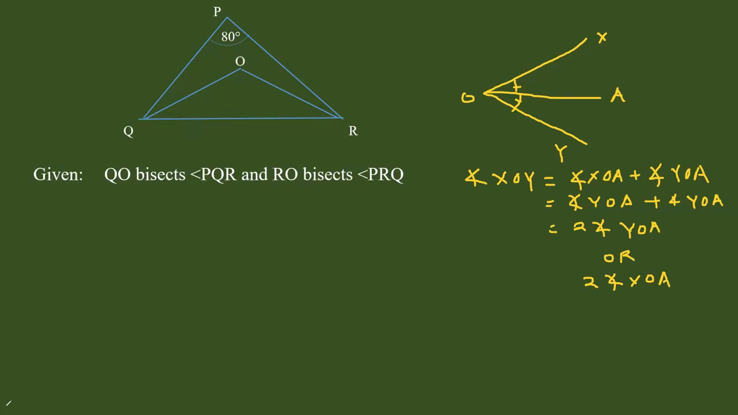So from this, what we conclude is that if the whole angle is bisected, then we can express the whole angle as twice its part, or the part angle is equal to half of the whole. So this is the concept that we try to understand, okay? Don't forget this concept. Now we're applying this concept in the given problem, okay?